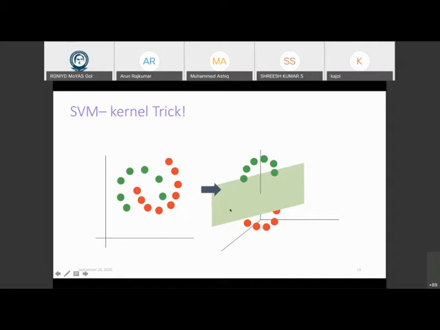So what you do basically is push your data points from low dimension to high dimension, and then you divide it using a plane. So that is the basic idea of support vector machines.